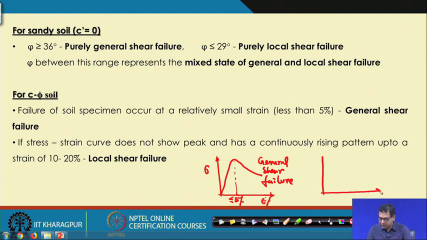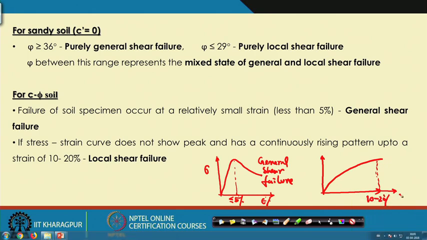But if the soil stress strain curve is something like this, there is no peak and it is going beyond 10 to 20% of strain. This is the strain, this is the stress. Beyond 20% strain, if we still have this type of pattern, then this will be the local shear failure. Okay, so in the C-phi soil, not only phi will indicate whether there will be a general shear failure or a local shear failure, we have to go for the stress strain curve, and it will indicate which one occurs.